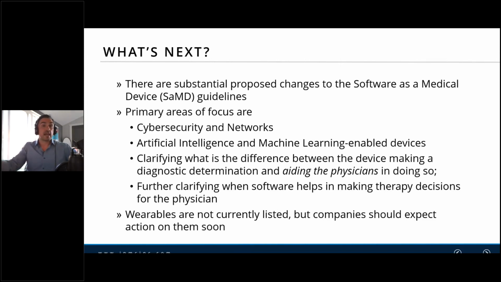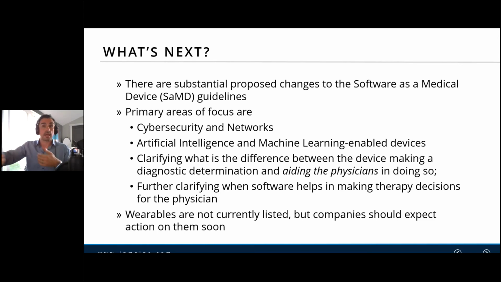Again, so what's next after this? Keep an eye on software as a medical device guidelines. Primary areas of focus are going to be cybersecurity and networks, artificial intelligence, and machine learning enabled devices. As Class 2 products gain more active measures, right? You can enable more things through software, through machine learning, through network capability. You're doing more telemedicine. Telemedicine is very much the opposite of going away, as we can plainly see. That is going to require different product categories to enable more of that telemedicine.